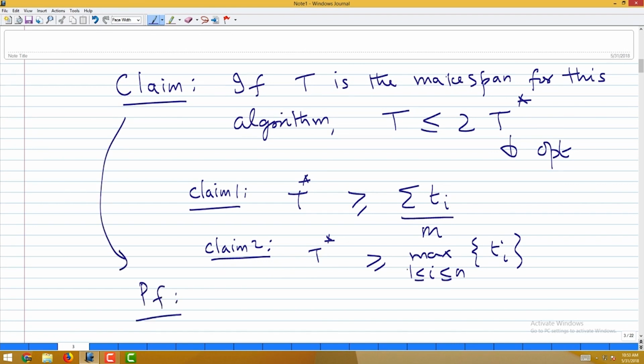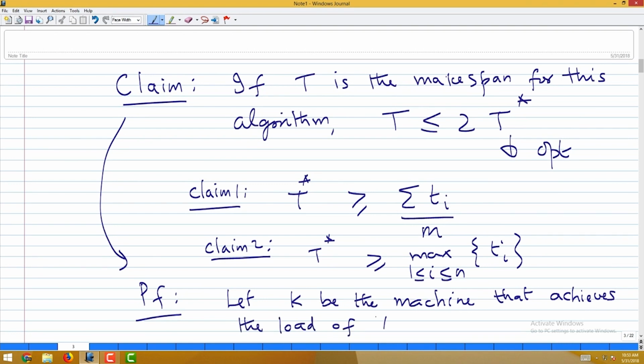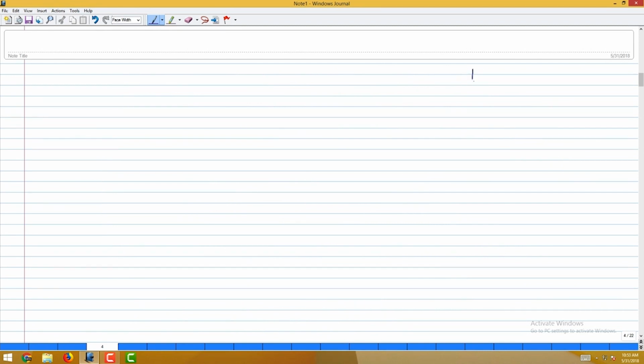Right. These two claims are pretty easy to see. Let K be the machine that achieves the load of T. So, I assume that my algorithm after this assignment, this greedy algorithm, has a makespan of T. Now I ask which machine has that load. I have made my assignment to these m machines, and here is the machine K, which overall takes a load of T.